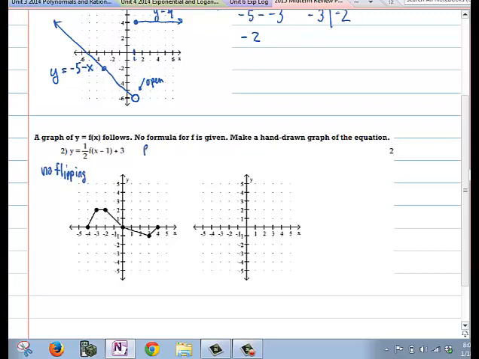So you're going to move all the points right 1 and up 3. Now we have one other wrinkle in this problem, and that is the scale factor.